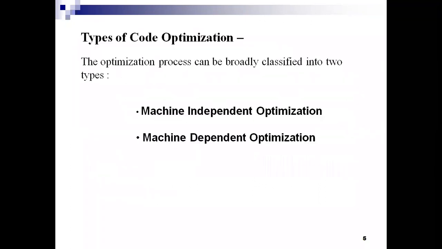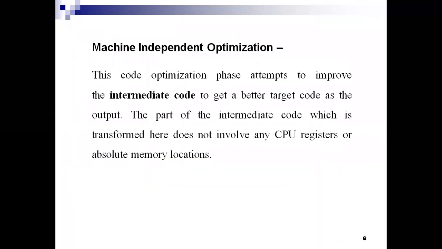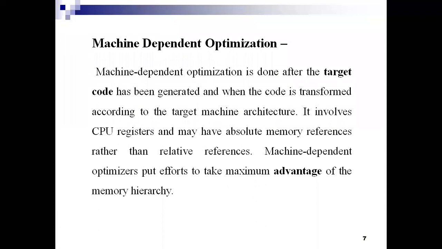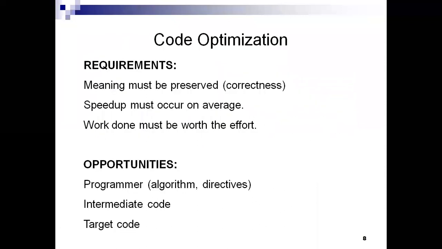And here the classification of code optimization falls into two types. One is machine independent and one is machine dependent, right? And the next thing is about what requirements we need and what opportunities we have, right?